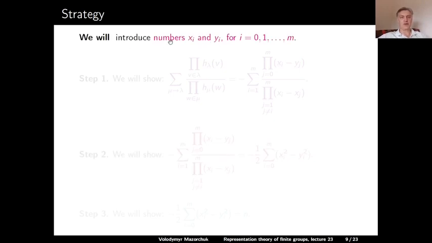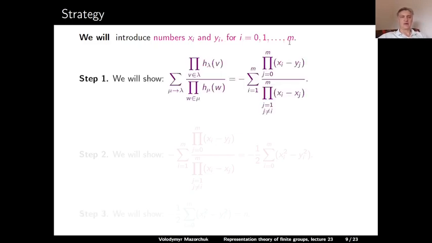First of all, we will introduce certain numbers, x_i and y_i, where i is an integer between 0 and m. So in step 1, we will prove that our expression on the left-hand side of the induction step is equal to minus the sum over all i from 1 to m of the following fractions. The numerator is a product over all j from 0 to m of x_i minus y_j, and the denominator is a product over all j from 1 to m, j different from i, of x_i minus x_j.